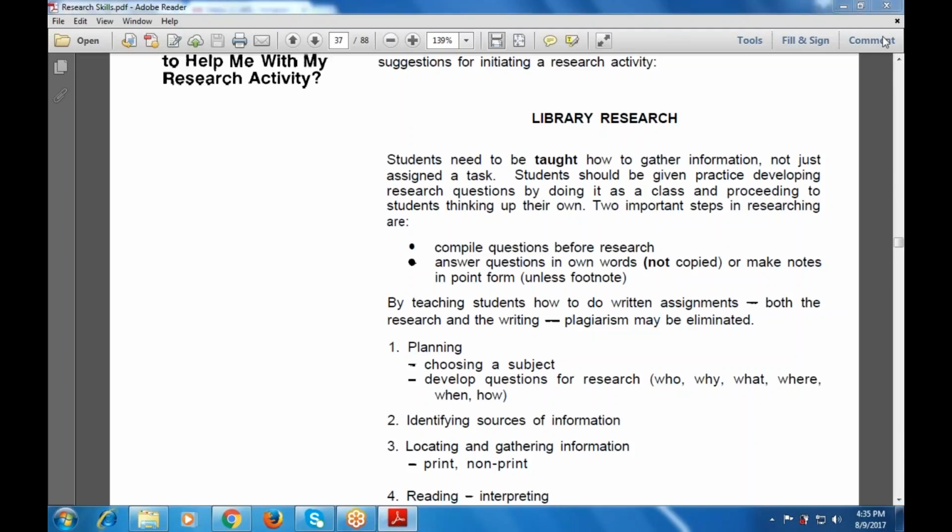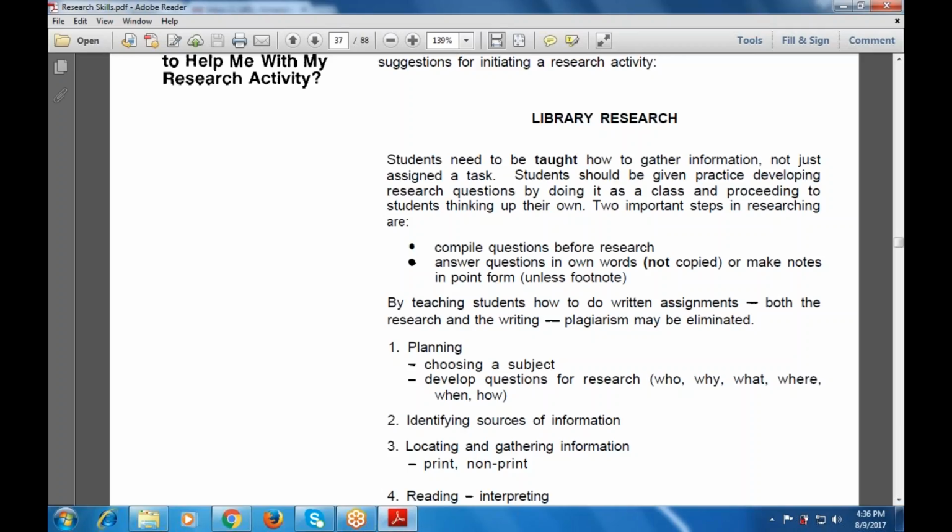Now the next part is the library research. Students need to be taught how to gather information. Not just as a task, but they are taught in practical life what library research is, and how they can take the role and the opportunity to gather information. Students should be given practice developing research questions by doing it as a class and then proceeding to thinking of their own.